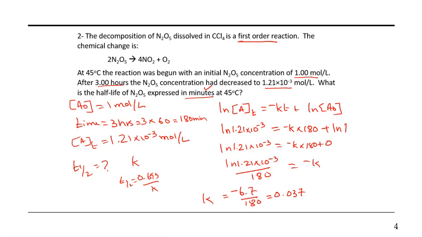After getting the k value, we can substitute here. So t half equals 0.693 divided by 0.037. That will equal 18.6 minutes.